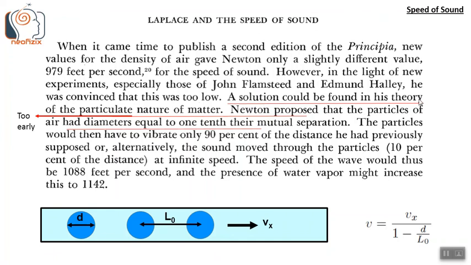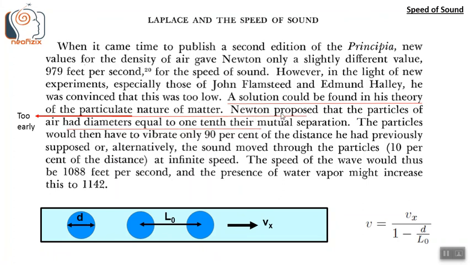A solution could be found in his, or Newton's, theory of the particulate nature of matter. Newton proposed that the particles of the air had diameters equal to 1/10 of their mutual separation. Basically, here Newton is speaking about this packing ratio d by L naught. So this is what he is referring to in this line.